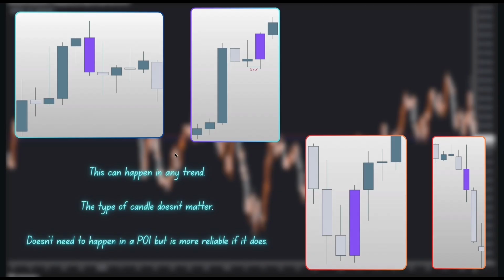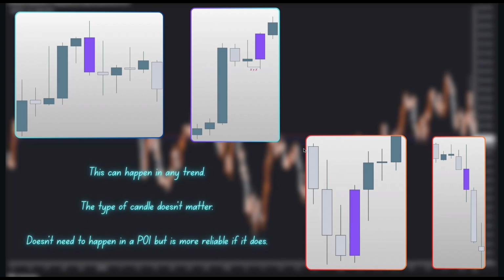So real quick, this can happen in any trend, whether bullish or bearish or even a sideways trend. This can happen at any moment. Again, the type of candle doesn't matter. It can be a bullish or a bearish candle. And no, it doesn't need to happen at a point of interest, but it is more reliable if it does. So if you see something like this happen near your supply and demand zone, just letting you know that supply and demand zone might actually hold. Okay, that's just an example.